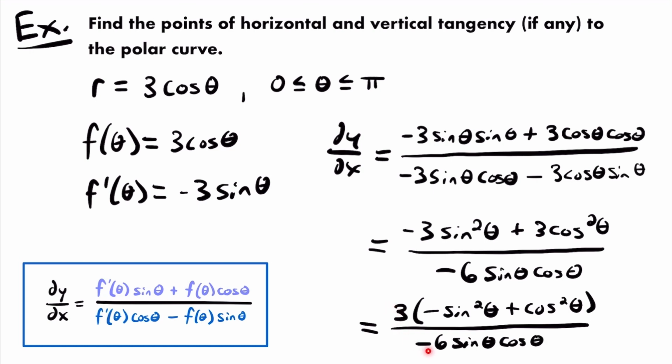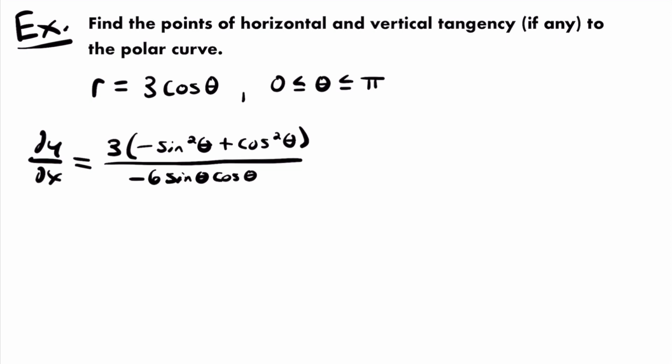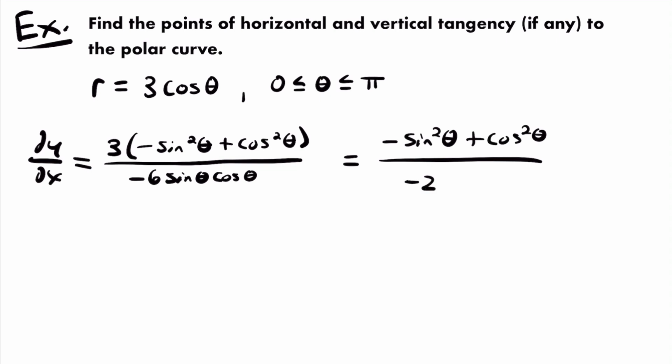And 3 divided by negative 6 will be negative 1/2, right? We can reduce the numerator and denominator by a factor of 3. And if we do that, we will have that our derivative is equal to negative sine squared theta plus cosine squared theta divided by negative 2 times sine theta cosine theta. Okay, so now we've simplified our derivative pretty far, but we can actually simplify it again.